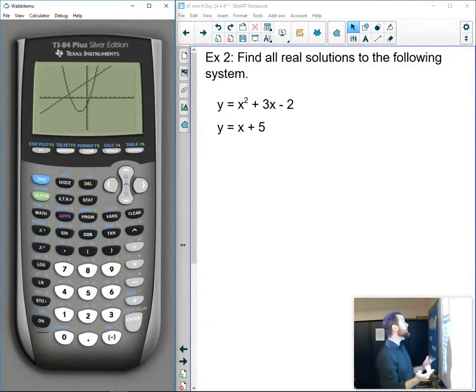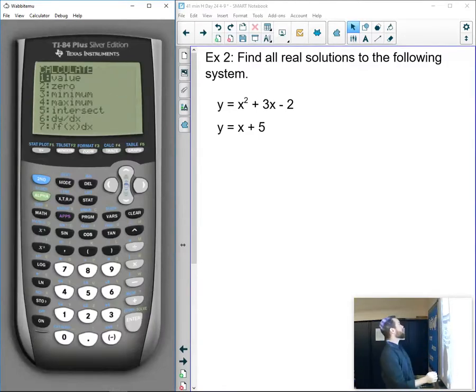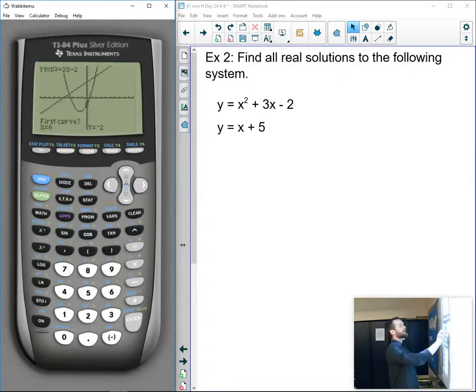There's two intersections. So let's go find them. Hopefully you remember how to find an intersection. We go to the calculate menu. So I hit second, calculate, go to 5 for intersect. And let's find the one on the left first. So I'm going to move over.